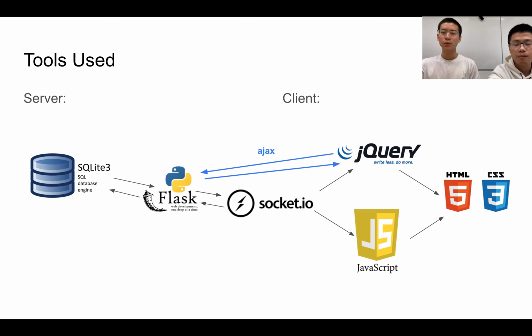And for the client side, we use a classic HTML, CSS, and JavaScript combo for building a web interface. And then we use jQuery for some AJAX requests. And for the connection side, we use a library called Socket.io that is installed both on Flask and on JavaScript, so we can send and receive information from both sides, the client and the server.